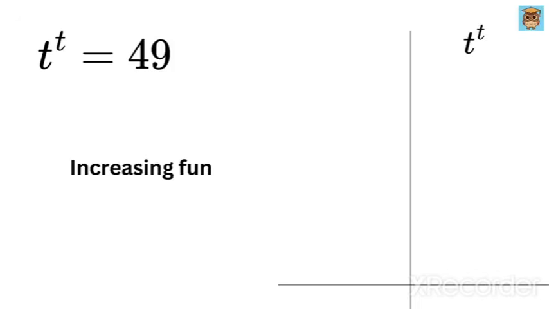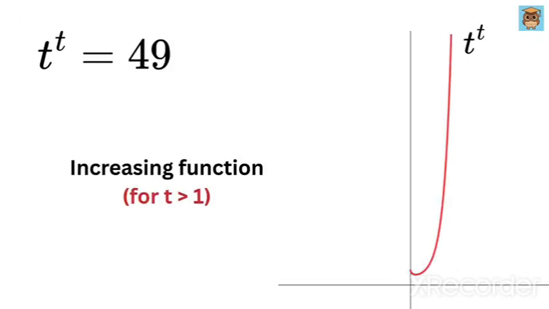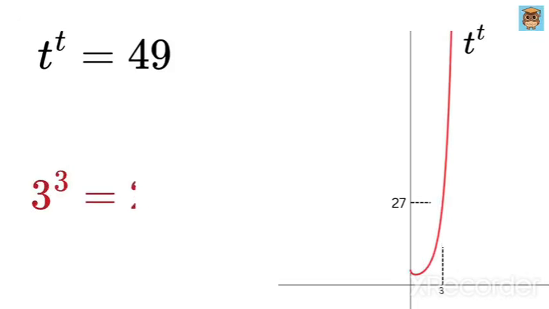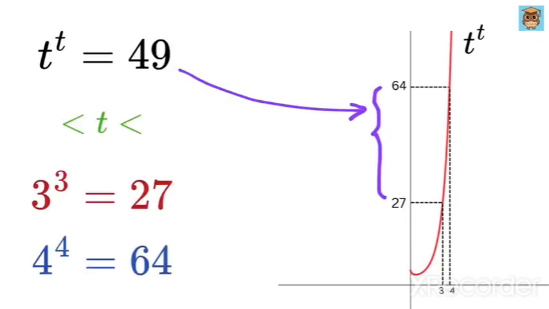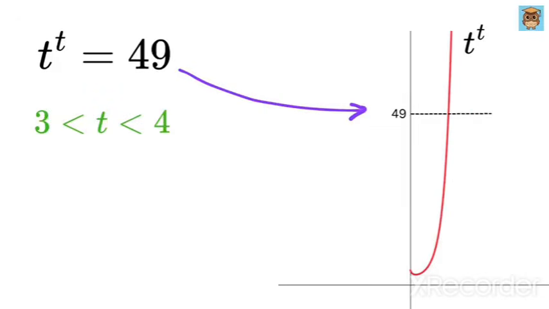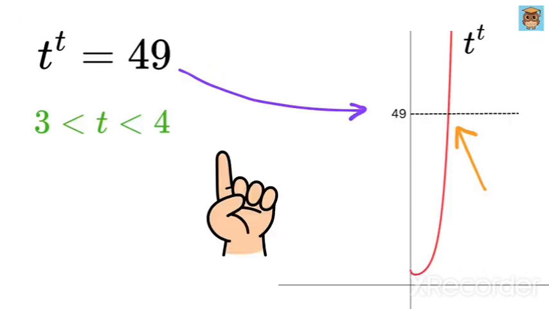First, note that t to the t is an increasing function. Check its plot. Also, we know that 3 raised to 3 is 27, and 4 raised to 4 is 64, so we can be sure that the value of t lies somewhere between 3 and 4. Now, if we draw a horizontal line from y equals 49, we see that it intersects t to the t at exactly 1 point, so we have only one real solution to t.